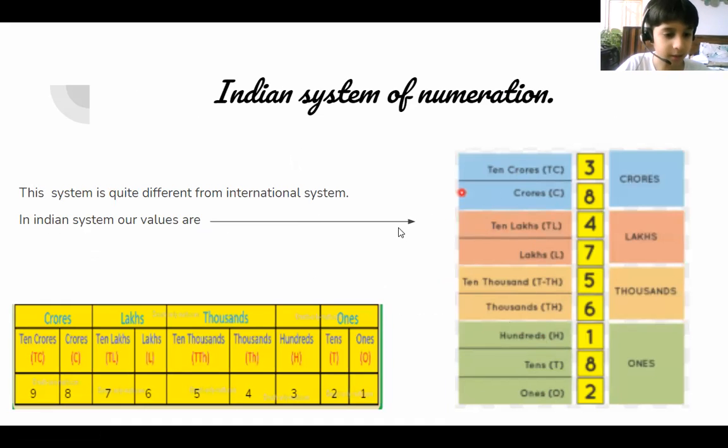If you notice in this graph, there are four columns, below them there are two columns, then three columns. Hundreds, tens, ones: this is one group, called ones. Then thousands, lakhs, crores, and so on. There are two groups. In simple words, three digits in the first group, and then two digits in each group after that.